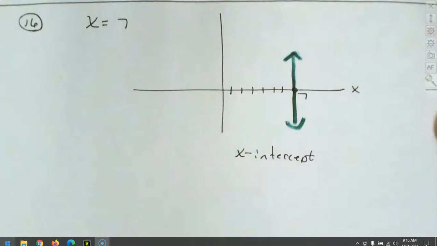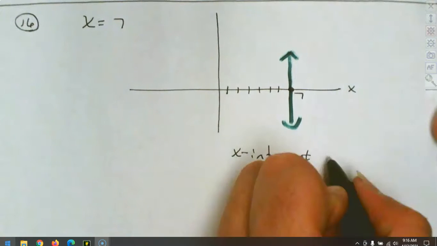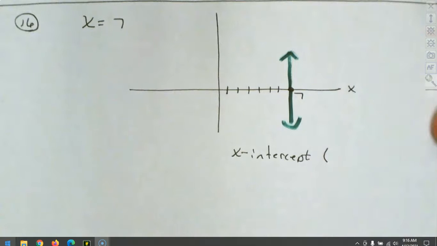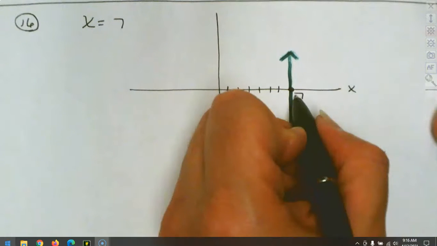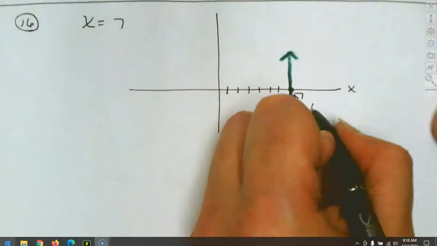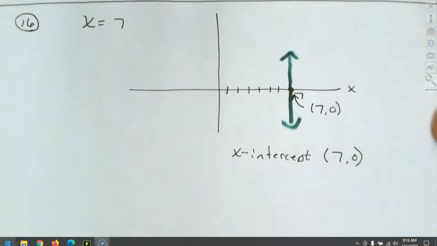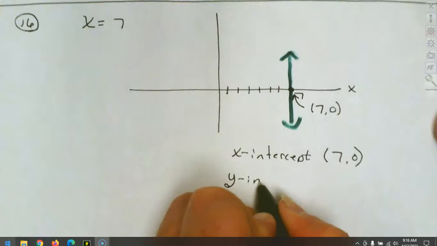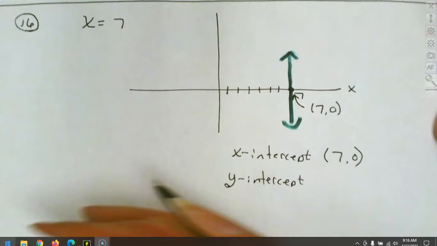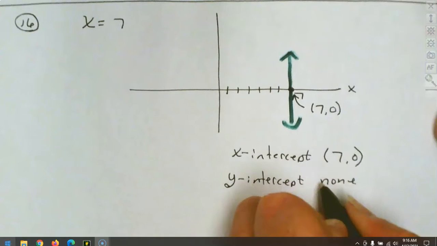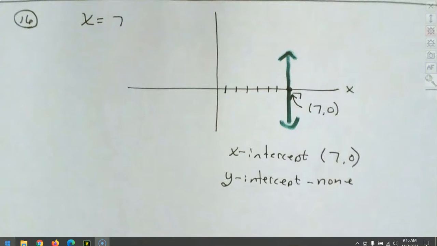And we want these as an ordered pair. Well, the x-intercept, where does it cross the x-axis at? The x-intercept crosses the x-axis right here at 7, 0. So my x-intercept is 7, 0. Does it ever cross the y-axis at all? No. So do we have a y-intercept? Nope, we have none. So it has an x-intercept, but no y-intercept.